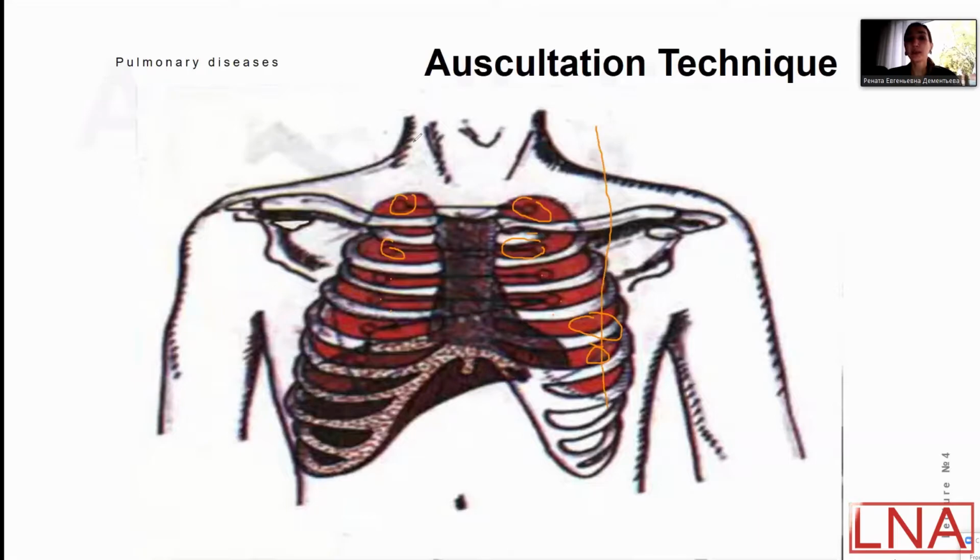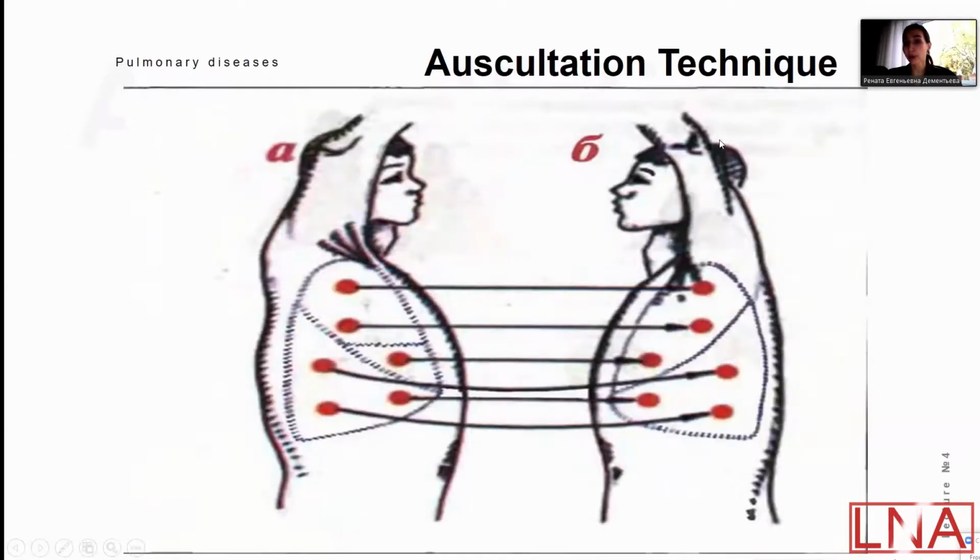After that, you ask the patient to raise their arm and continue your auscultation method on the lateral part of the chest. Look, there are no special anatomical landmarks for auscultation on the lateral parts.